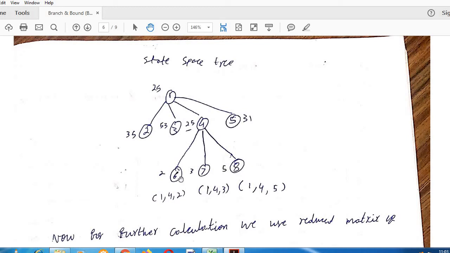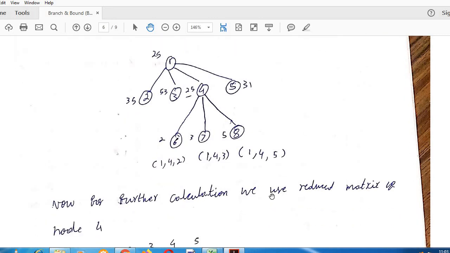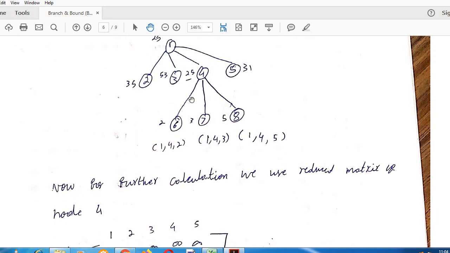So as you can see, there are 3 paths: 1 to 4 and 4 to 2, then 1 to 4 and 4 to 3, and from node 1 to node 4, and then from node 4 to node 5. So I have to find out the cost for node 6, node 7, and node 8.